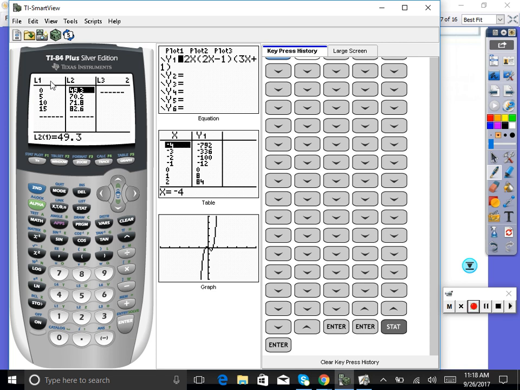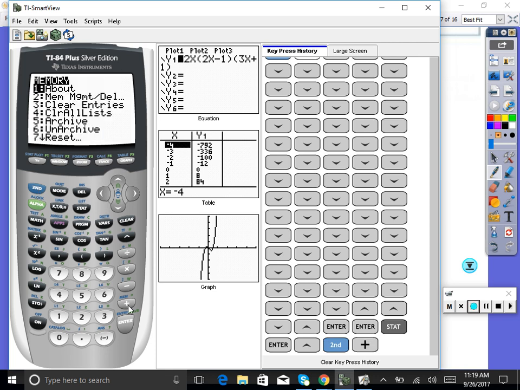Couple important things to point out. If you go up here and hit delete on accident, you're going to delete list 2. It's got to be list 1 and list 2. If you accidentally delete list 2, list 3 will shift over and then it's going to say error. So you would have to reset your calculator, like a brand new calculator. You all know how to reset your calculator, right? Second, plus sign, and then go down to reset. That's how you reset it. And then it's like a brand new calculator. You go through the motions of resetting it.